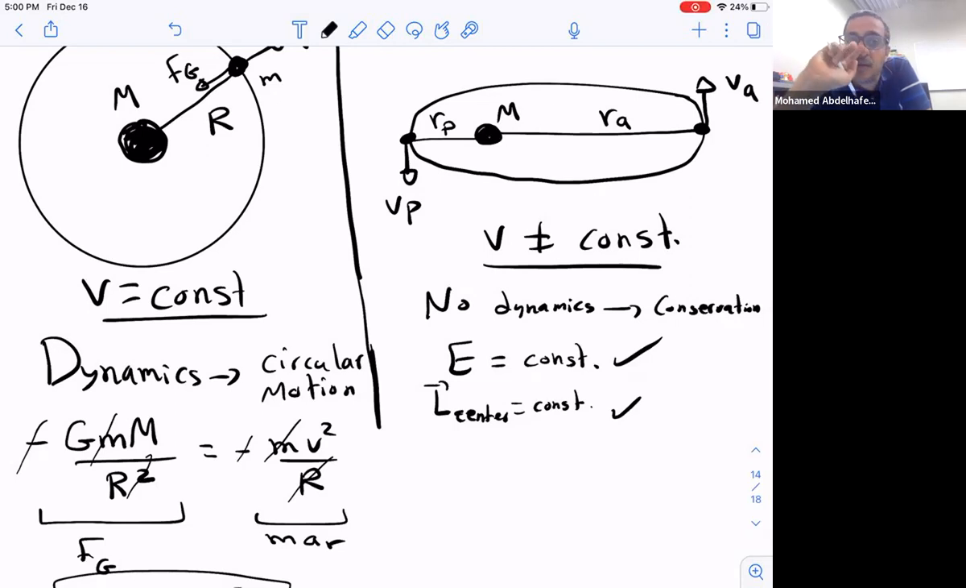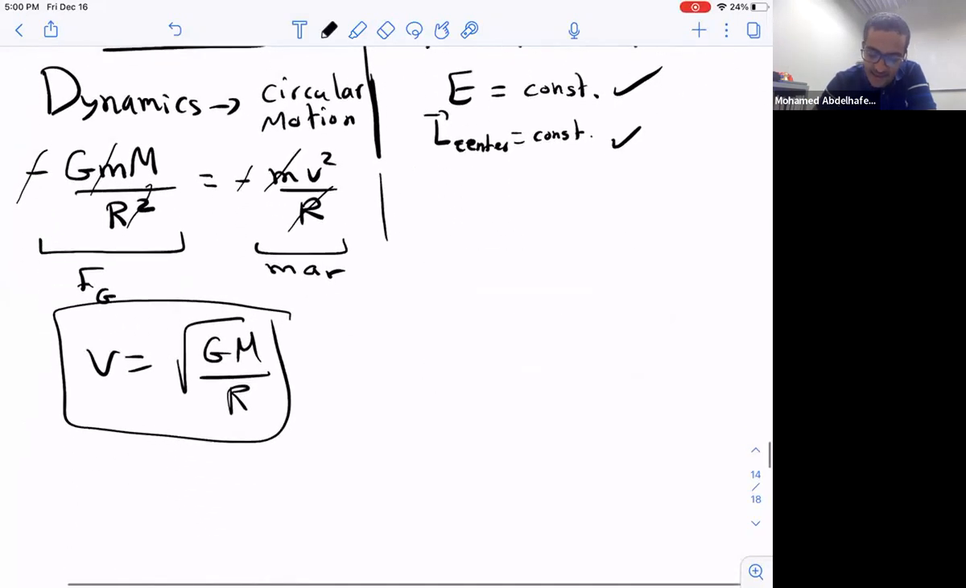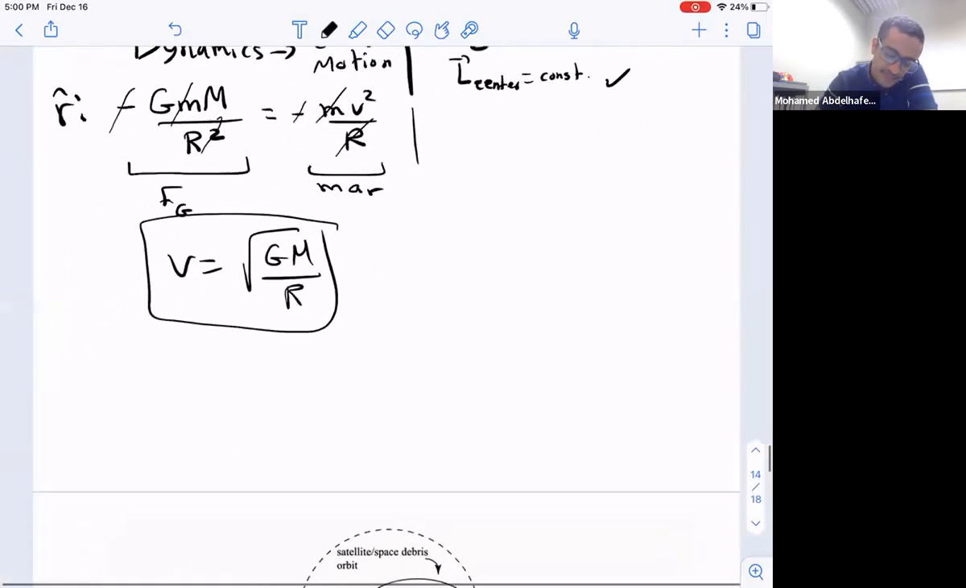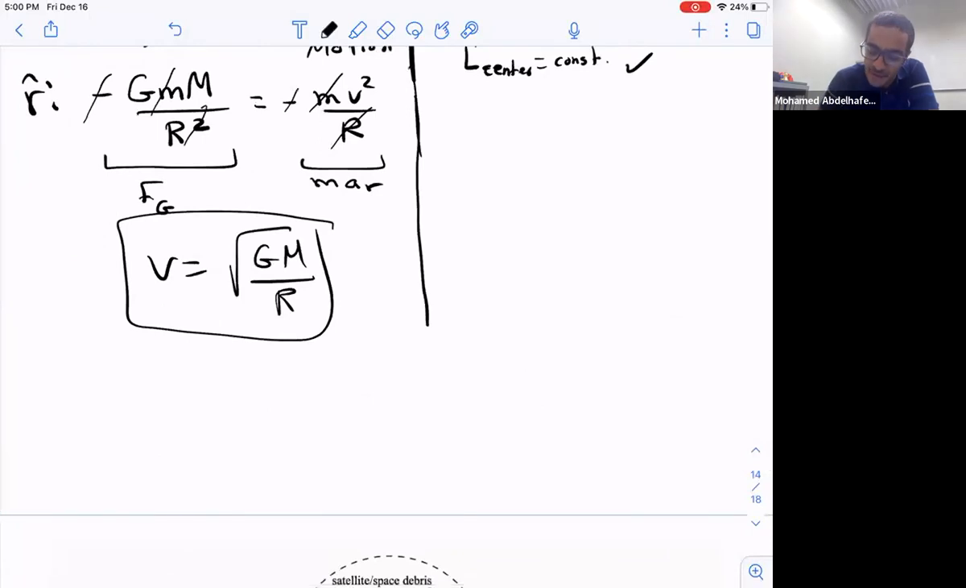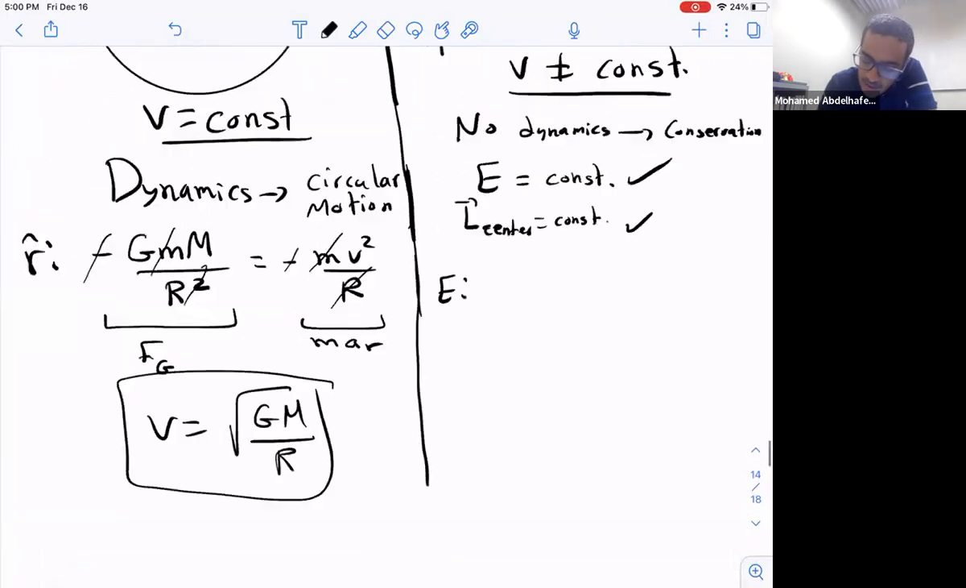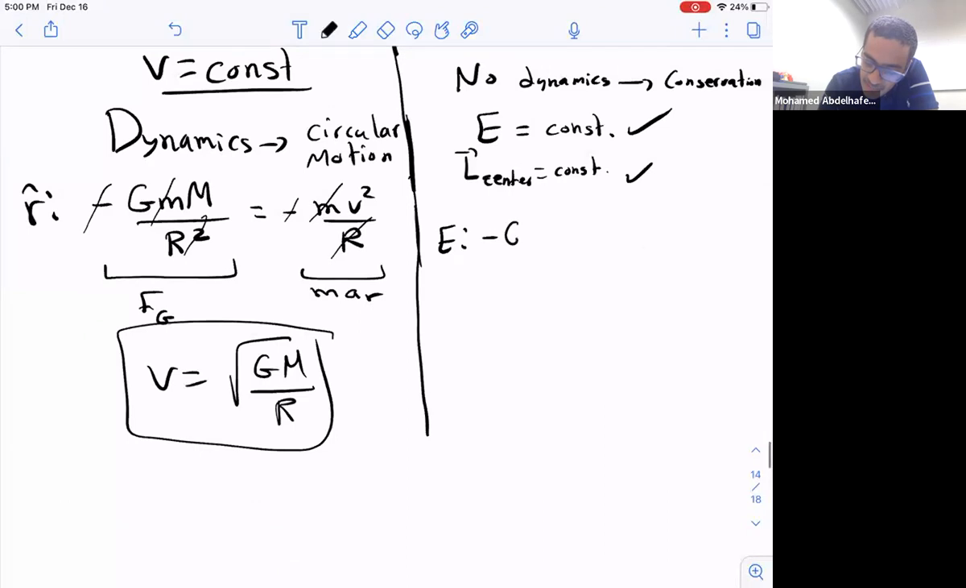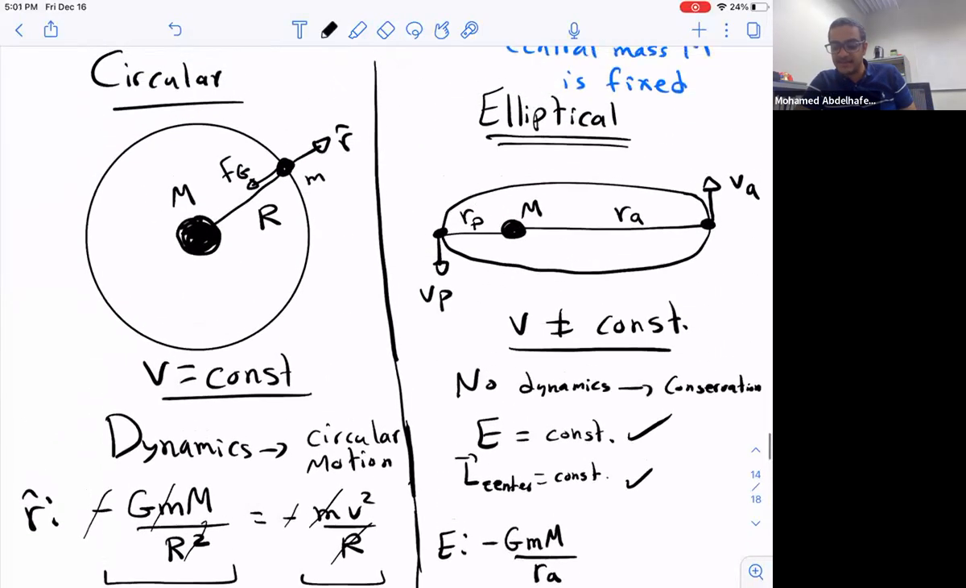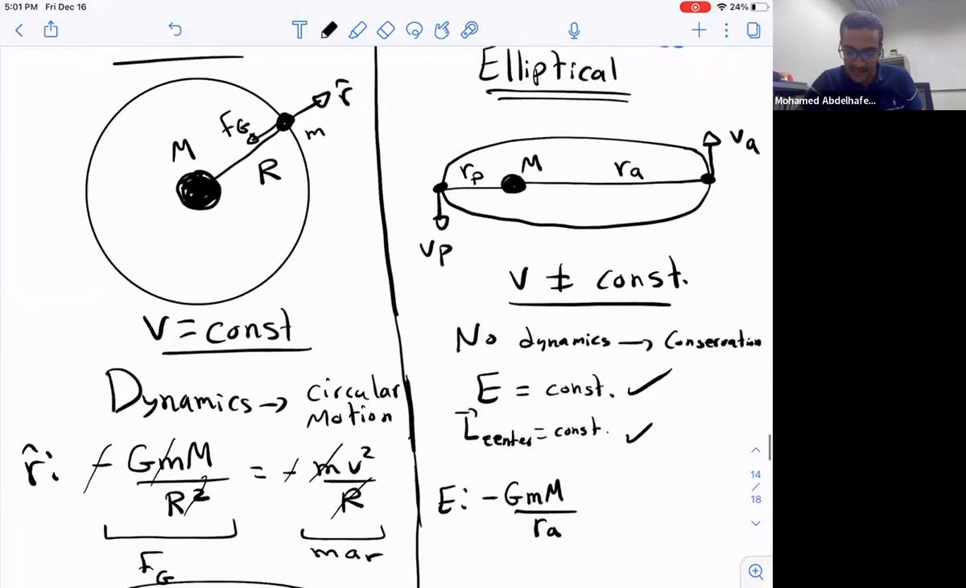So let's write down together the two conservation laws. You did that in class, and you did it in the PSET. Let's just remember that. So the energy equation is what? Well, there is potential energy, minus GM over R. So I'm going to say R_A. So don't forget, it's not the center of mass. I mean the center as M. Let me write it like that.